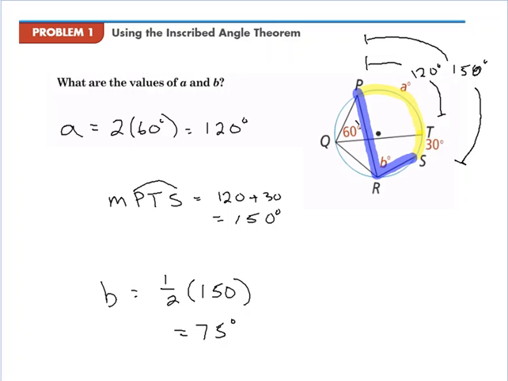Okay, so in one of the parts, we were given the angle, the 60 degrees, and we had to find the arc, and we found that to be 120 by doubling it. And then in the second one, we had enough information to know the measure of the entire arc in yellow by adding 120 and 30, and so half of that gives you the angle, which is right here, B.